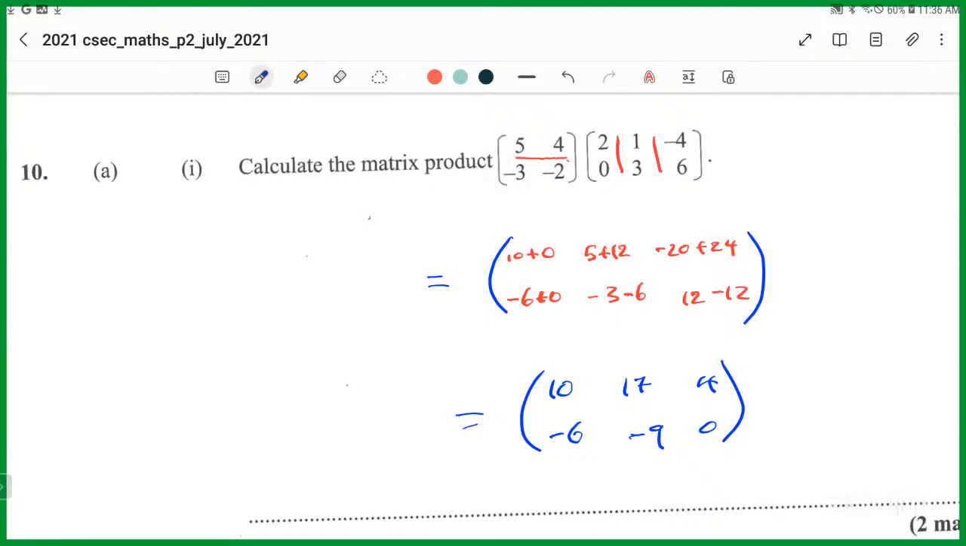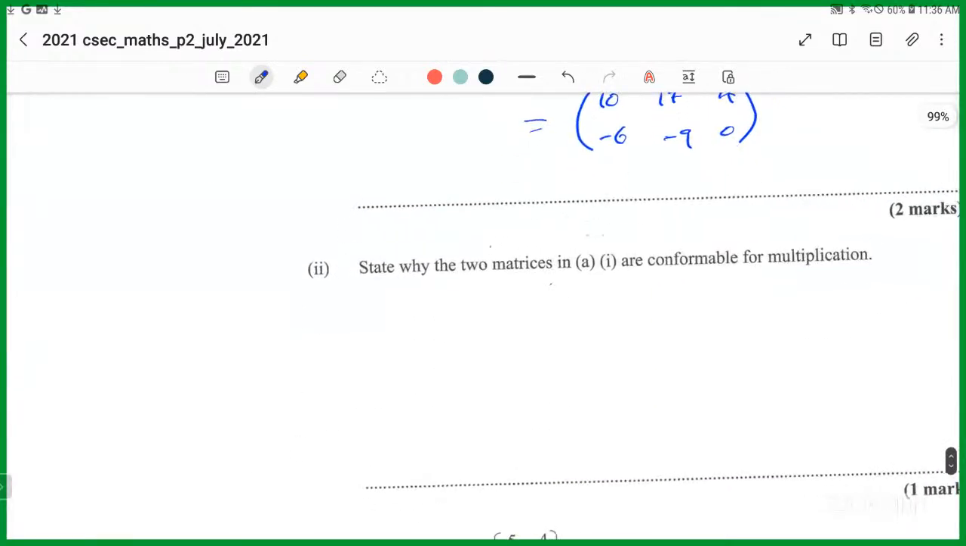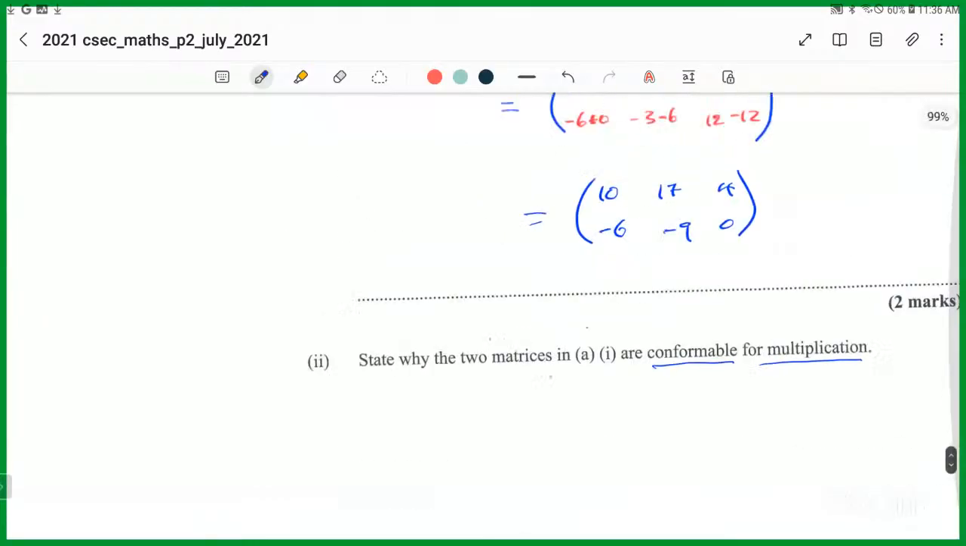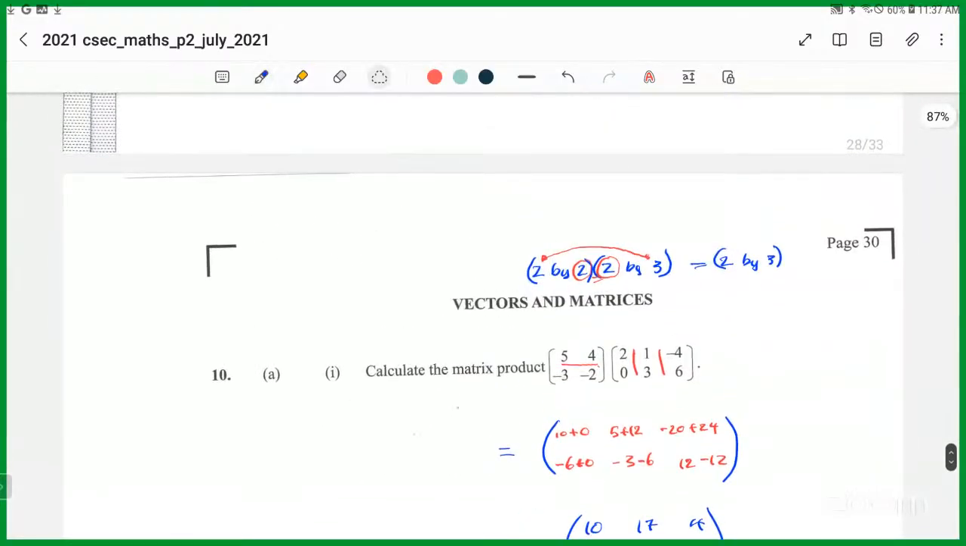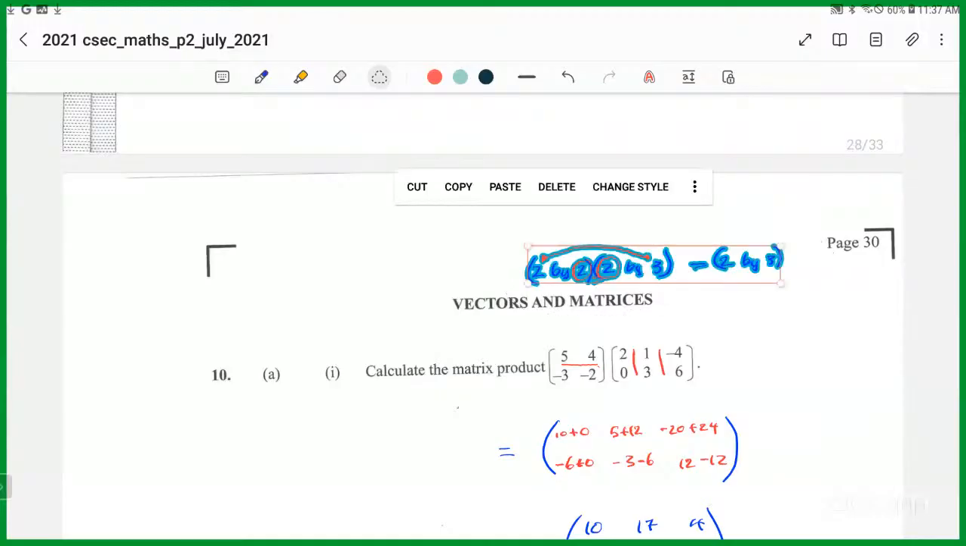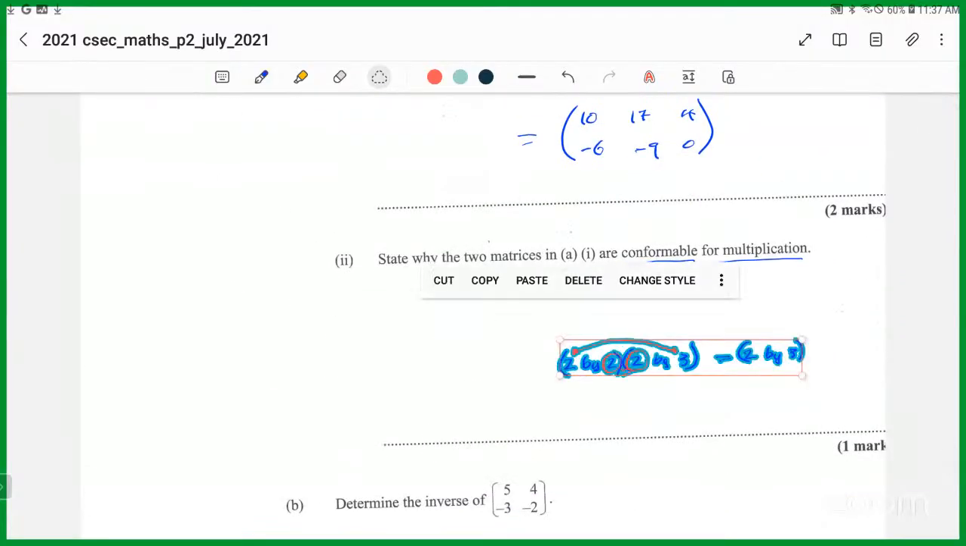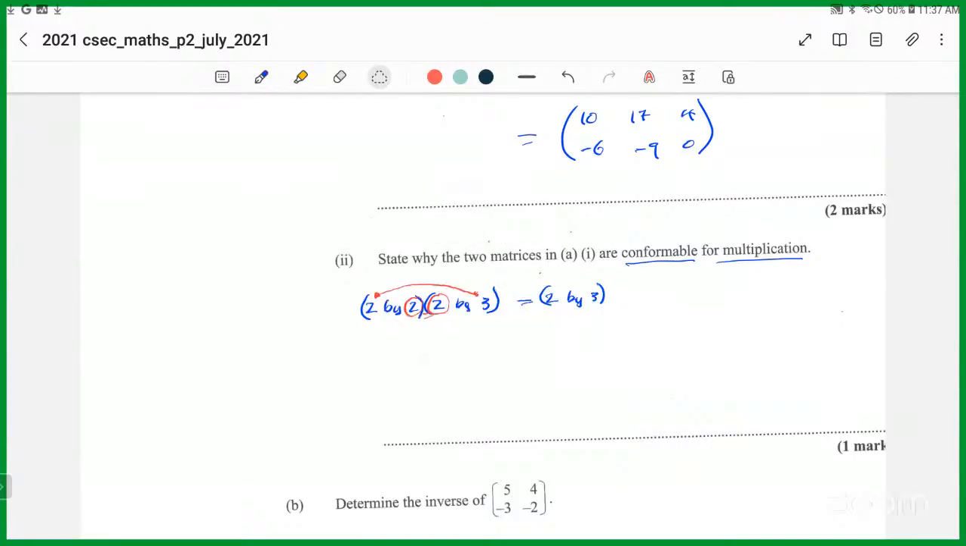Alright. Let's look at the next one. Next part says, state why the two matrices are conformable for the multiplication. It's the same thing that we wrote up here a while ago. They are conformable when the number of columns in the first matrix equals the number of rows in the second matrix. The number of columns in the first matrix here is equal to the number of rows in the second matrix. So the reason why it is conformable is this.